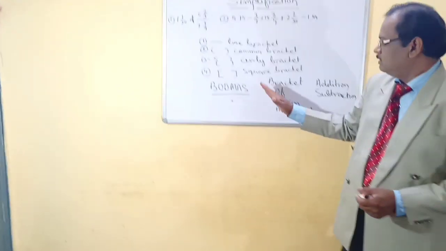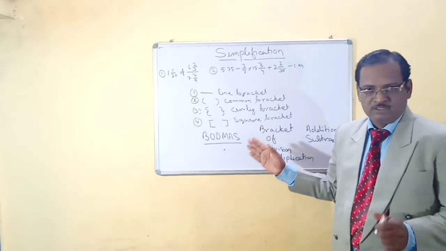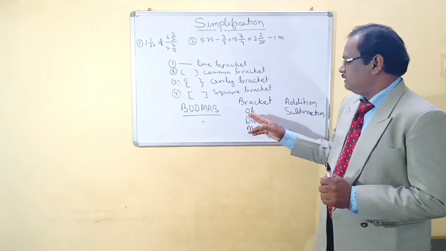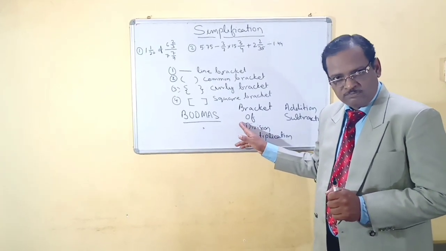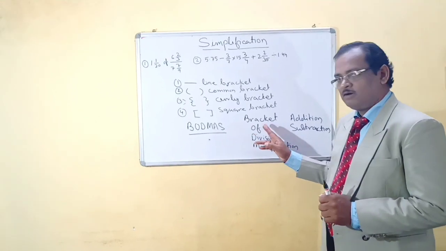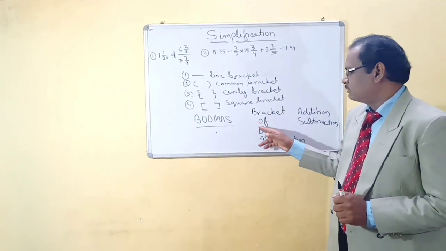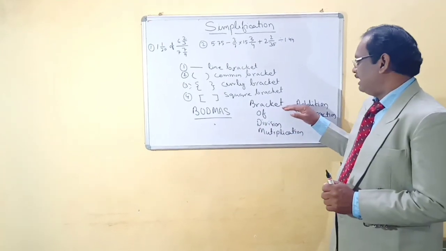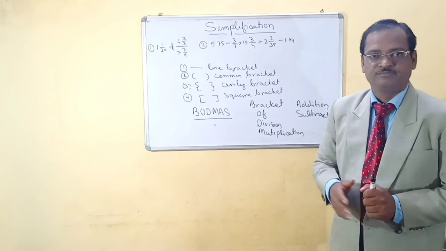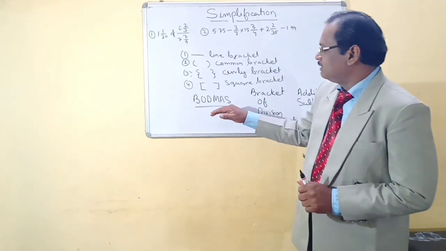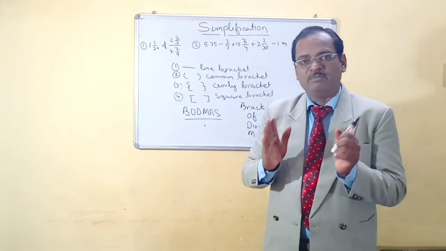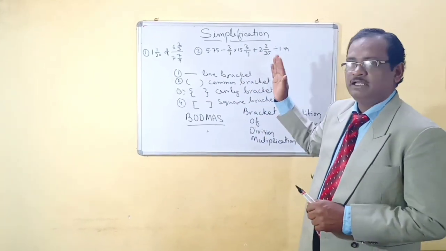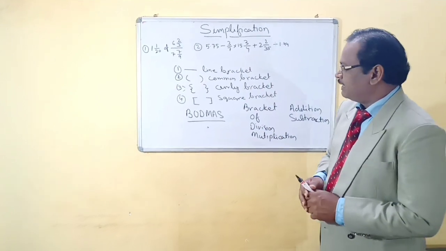First we have to open the bracket. If there is a bracket, we have to work on the bracket. Then if there is an of, that means multiplication. Of is also a multiplication. So we'll work on the of. Then we'll take the division, then multiplication, then addition, then lastly we will do the subtraction. Right friends? So these are the certain rules. If we remember these rules, we'll easily simplify any problem.